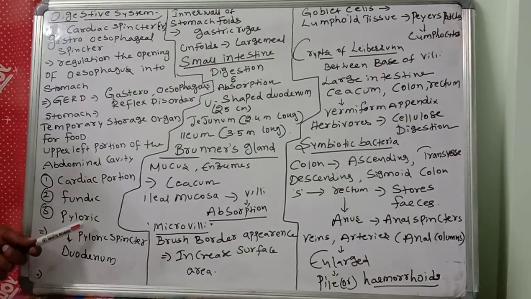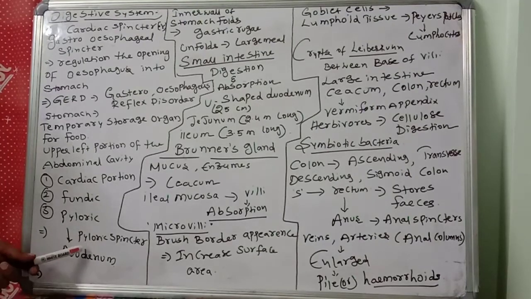The sphincter periodically allows the partially digested food into the duodenum and also prevents regurgitation. What is called regurgitation of food? Suppose food goes back, it is controlled by which one? The pyloric sphincter. Understand or not?